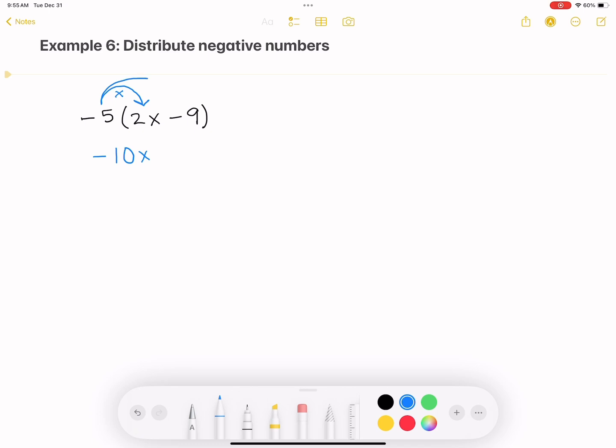Next, we're taking our negative 5 and we're multiplying it by a negative 9. Again, you have two negative signs. When we have two negatives, they become a positive. So we'd get positive 45. Our final answer is going to be negative 10x plus 45.